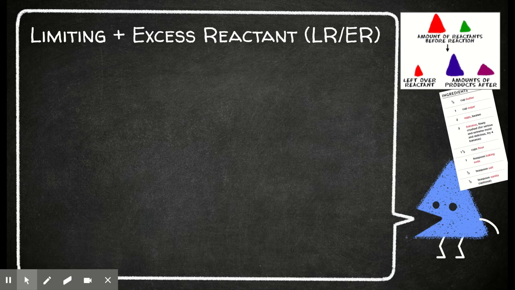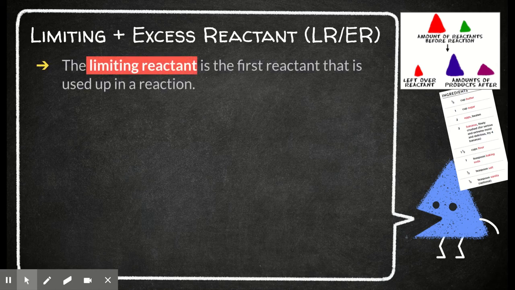So let's say your recipe calls for 2 eggs and you want to make 2 batches of your recipe, but you only have 3 eggs. And so in that example, your eggs would be your limiting reactant. Okay, so if we think of ingredients like the reactants in our chemical reaction, your eggs would be your limiting reactant. And so that's our first term here. So the limiting reactant is the first reactant that is used up in a reaction.